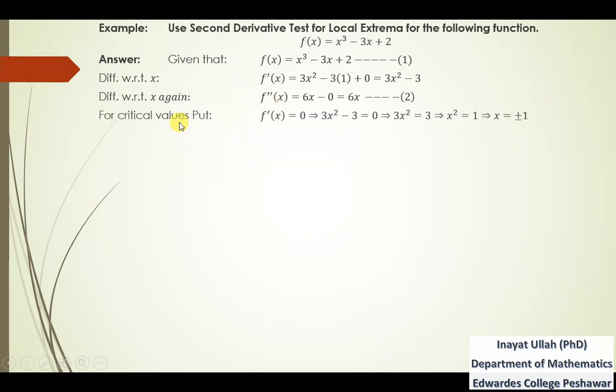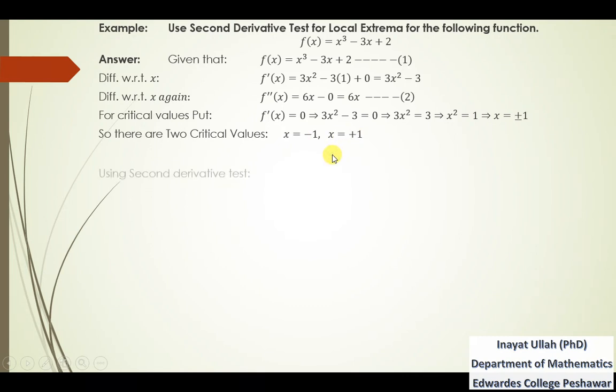Now in order to find the critical values, put the first derivative of the function equal to 0. That is, put 3x squared minus 3 equal to 0 and solve this equation to get two values of x, which are actually the critical values for the function. So there are two critical values, minus 1 and plus 1.